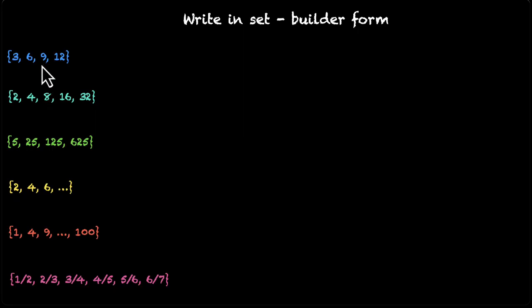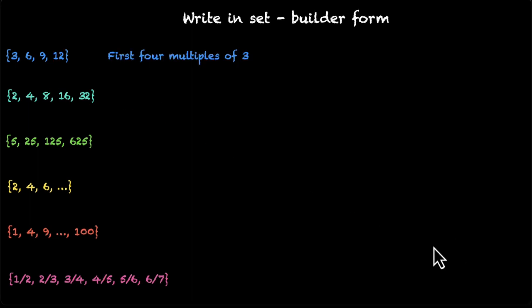Let's look at the first one. 3, 6, 9 and 12. What do they have in common? Well, they're all multiples of 3. In fact, they are the first 4 multiples of 3. So we're looking for all x such that x is a multiple of 3, which is x equals 3n, and this n, because we're looking for the first 4 multiples, is less than or equal to 4. n can only take these 4 values. Also, n is a natural number. So we have these 3 rules that we're satisfying together.